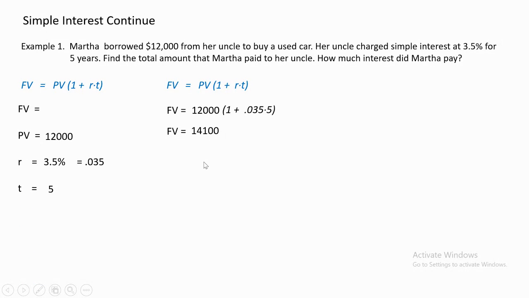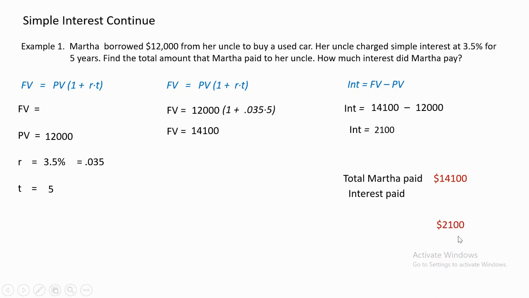Okay, now how much of it was interest? So interest equals future value minus present value. So let's see how much interest Martha paid. There's my future value, where we just got the 14,100, minus the amount that she borrowed, which is the present value. So it's equal to 2,100. You see, students, we get the same thing. Martha paid a total of 14,100, and the interest paid is 2,100.